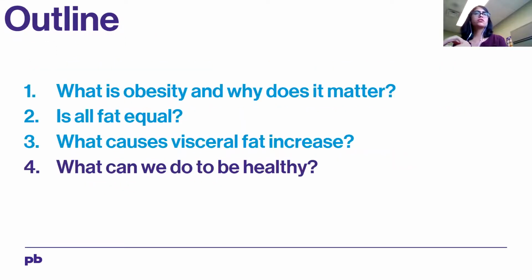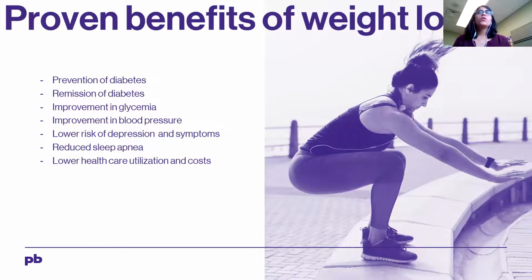So this brings to the last part of my talk, which is what can we do to be healthy? This is going to be very short because we are all smart people and we know what we should be doing, right? So exercise, weight loss has proven benefits. It can prevent diabetes. In some cases, it can even remit diabetes, improve your glucose metabolism. It can reduce your blood pressure. It can even have effects on your mood, cognition, depression. It can reduce your sleep apnea. And if you are financially motivated, it will lower your healthcare utilization costs as well.